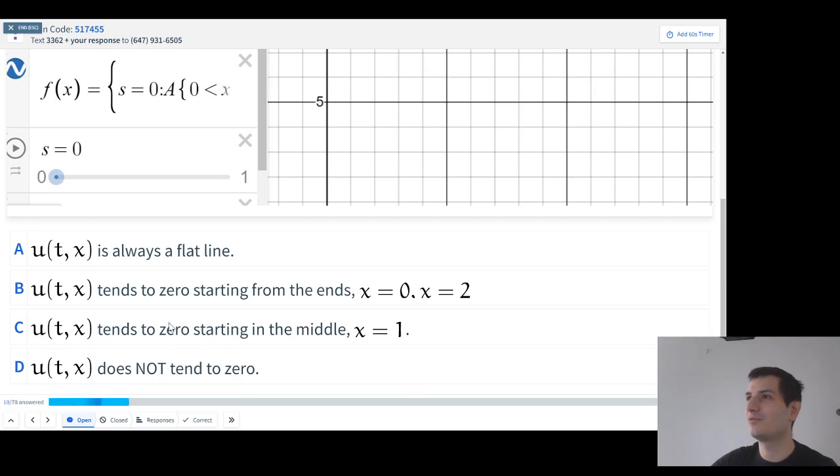And you have a couple different options here. Is it flat? Is it going to 0 like this? Going to 0 like that? Or is it not going to 0 at all? What is it doing? Okay, you guys are going to answer that.